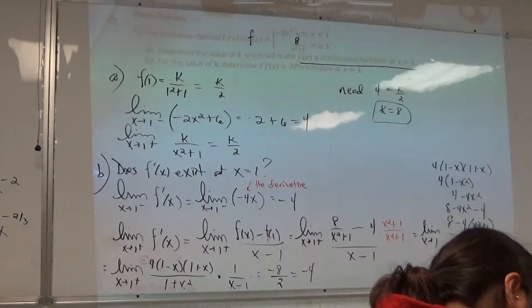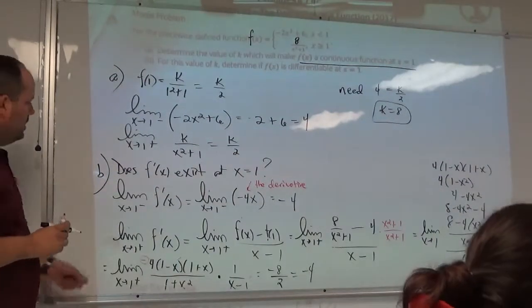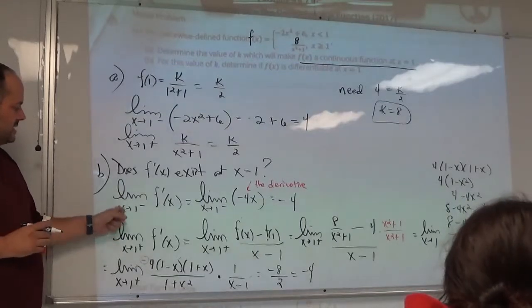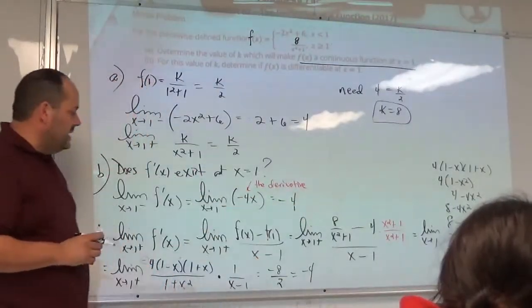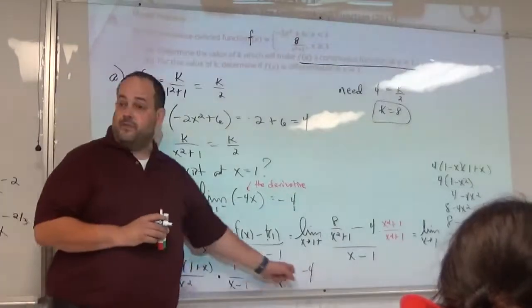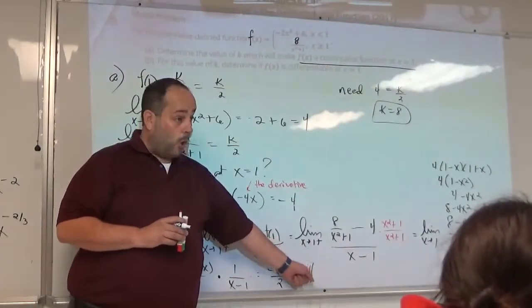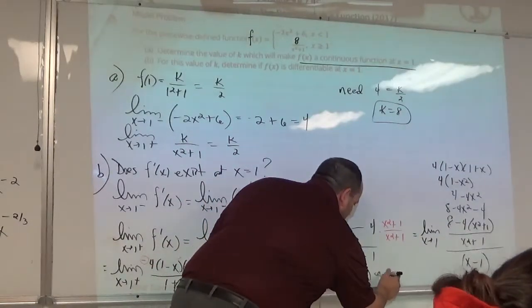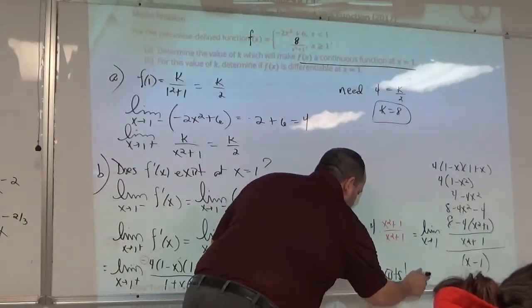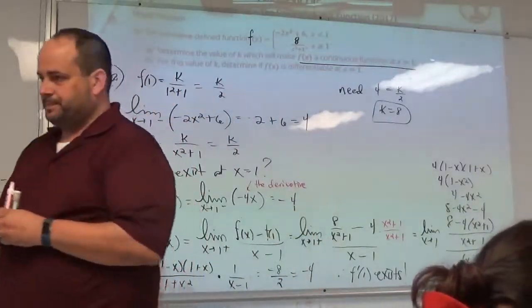Let's wrap it up. What does that mean? It's differentiable. The limit as x approaches 1 from the left of the derivative was negative 4. The limit as x approaches 1 from the right of the derivative, negative 4. So I'd say, therefore, f prime of 1 exists or f is differentiable.